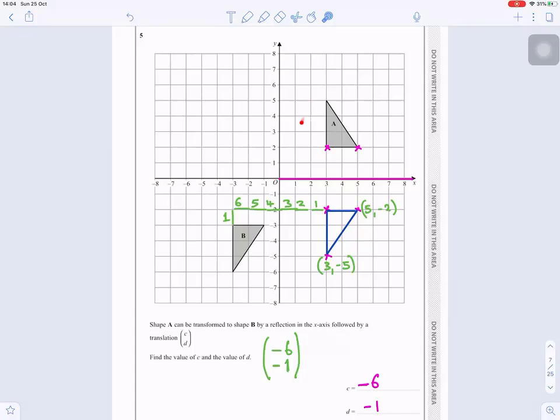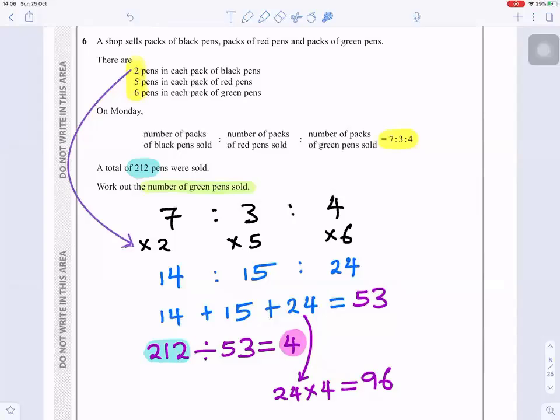So you start with shape A, you reflect it, and then you translate it. When you reflect it, the mirror line is the x-axis. That's the mirror line.